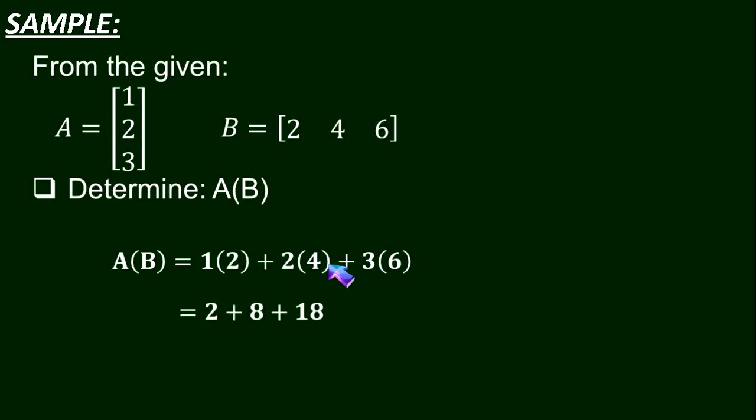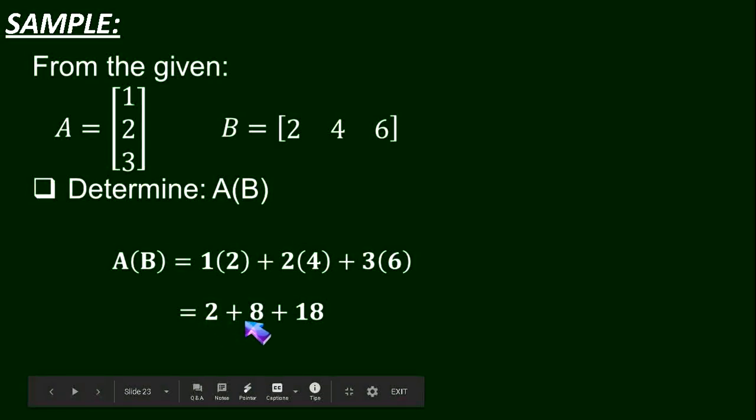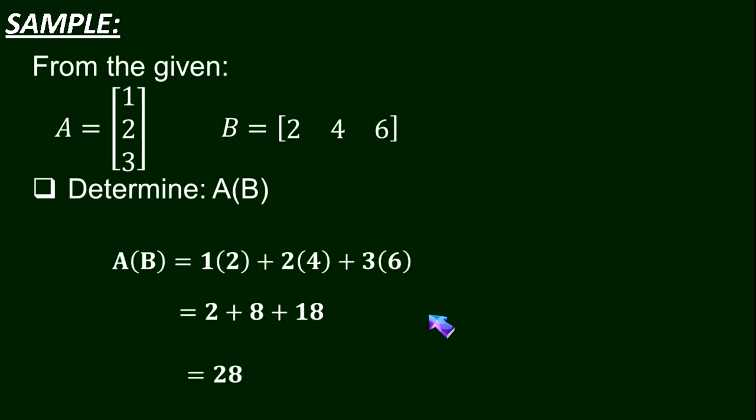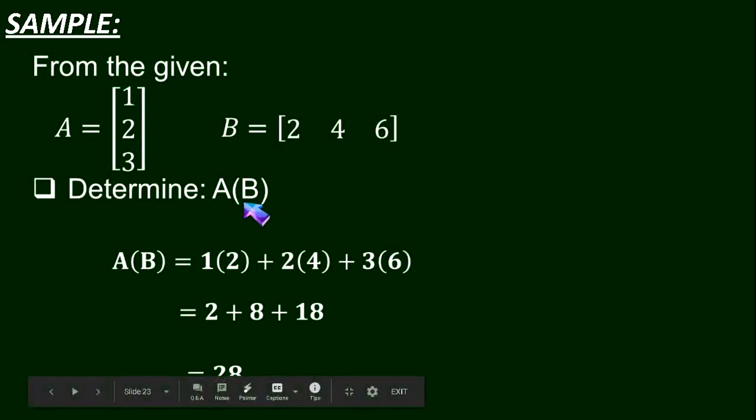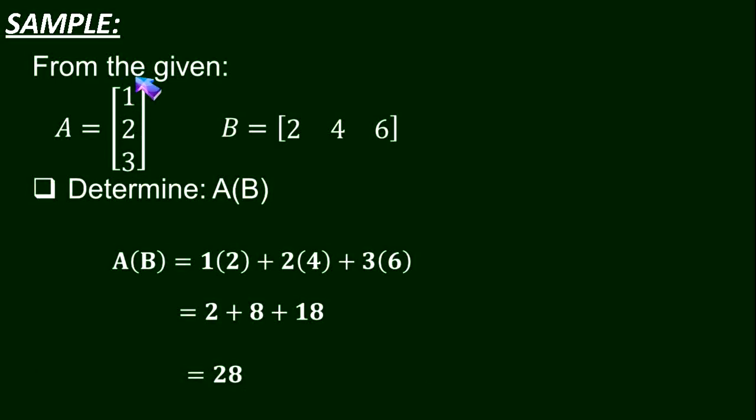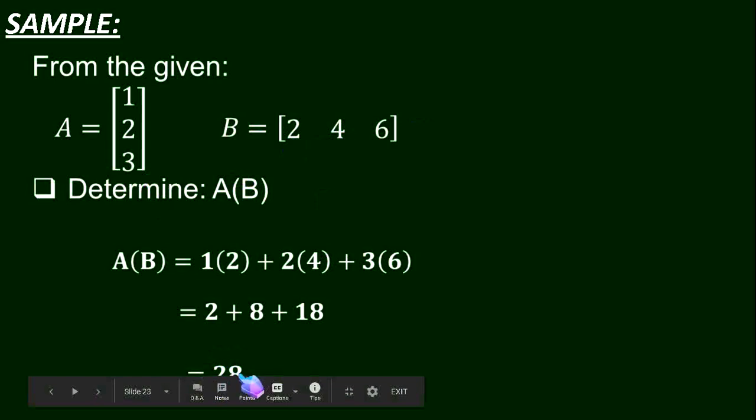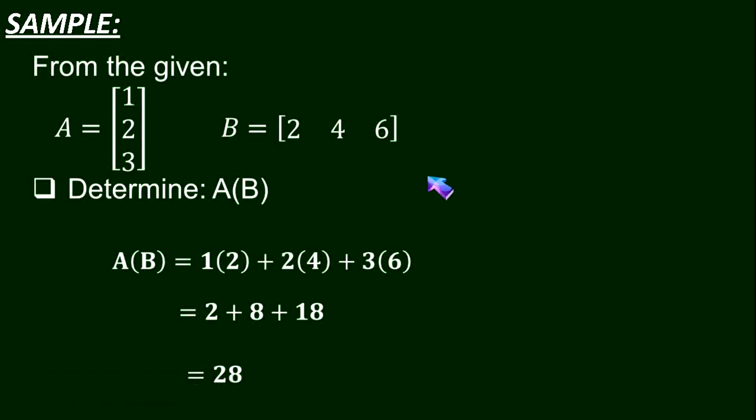Sorry, this is 8. 2 times 4 is 8. So that will be the answer. Magiging sagot natin, 2 plus 8. That is 28. So, matrix A times matrix B is 28. So, isa lang yung magiging sagot natin since this is a one row, one column na matrices. So, one column, one row, magiging isa din yung element ng matrix natin.